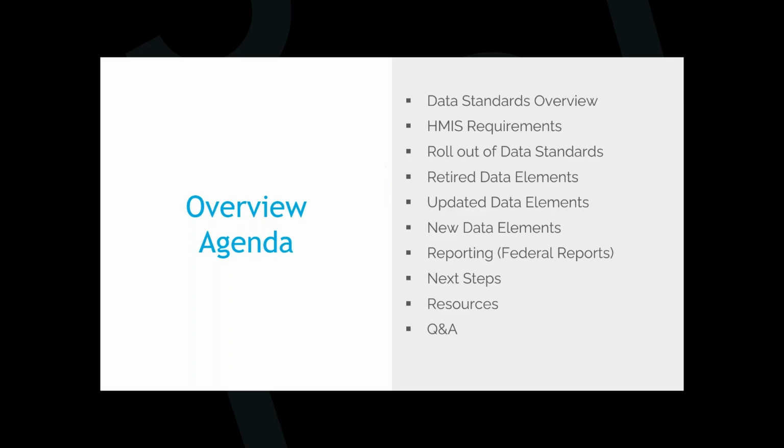So what's on the agenda for today is that we're going to go through an overview of what the data standards are. We're going to talk through HMIS requirements, the rollout of the data standards. We're going to go through retired data elements, 8 data elements that were updated as part of the standards, new data elements, and then we're going to talk about reporting, federal reports, next steps, resources, and then if there's time, questions at the end.